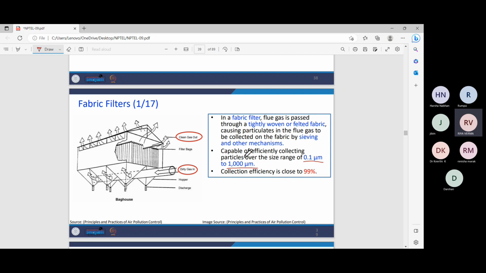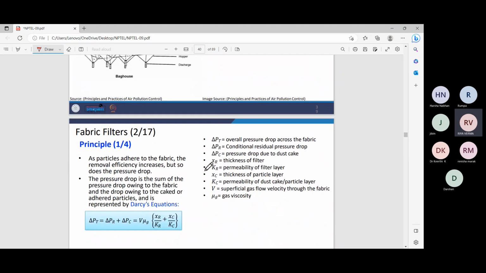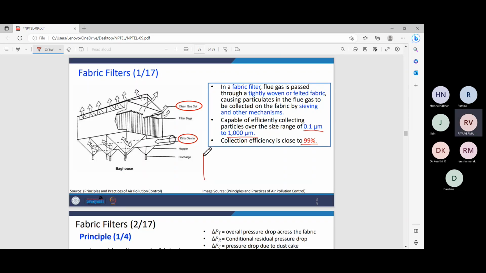They have a wide size range of particles, from less than 1 micron down to about 0.1 microns, which is good. And the collection efficiency is also close to 99%, which is very high. So basically, the principle of these fabric filters is that as particles adhere to the fabric, the efficiency increases, because if this is your fabric, it will have certain pores in it, which will allow the gas to pass from one section to the other.